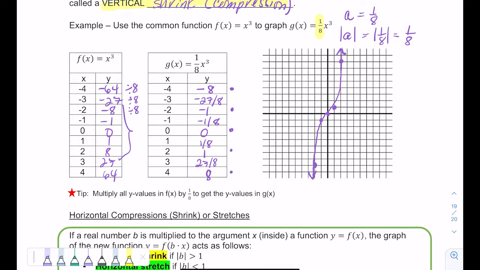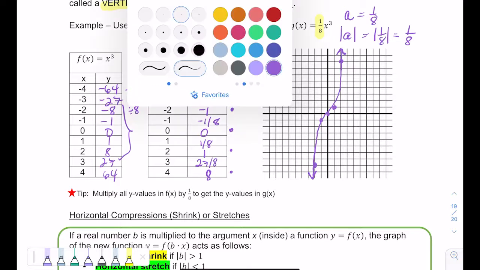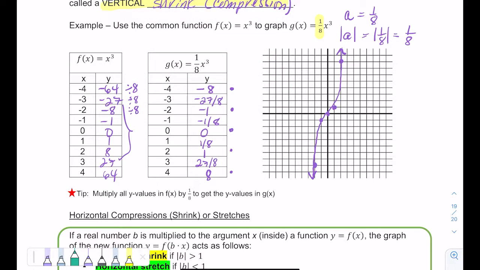So -4, -8, and let me pick a different color to do this in. 1, 2, 3, 4, and then down 8. 1, 2, 3, 5, 6, 7, 8. So my new point's right there, okay? And -2, -1 is right, whoops, is right here. 0, 0 stayed where it is. 2, 1 is here, and 4/8.